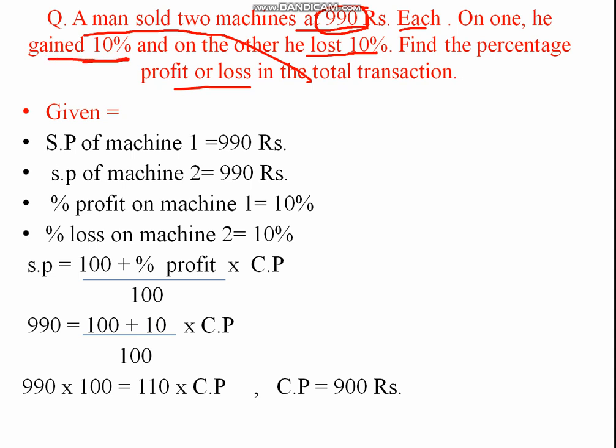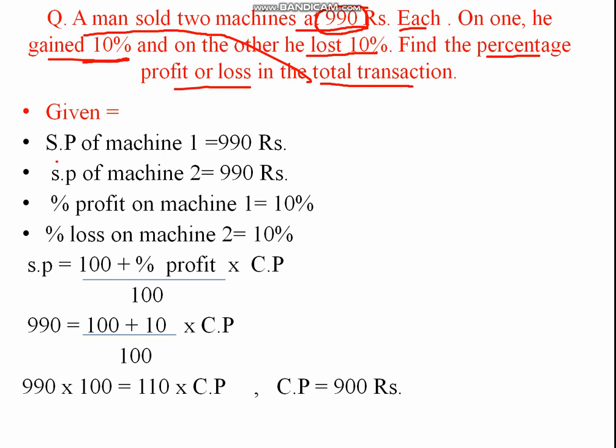What is the meaning of gain? He gets a profit of 10%. And on the other machine he lost 10%. That means here the percentage loss given is 10%, and we have to find the percentage profit or percentage loss in the total transaction. That means for both the machines together we have to find the percentage profit or percentage loss in the total transaction.